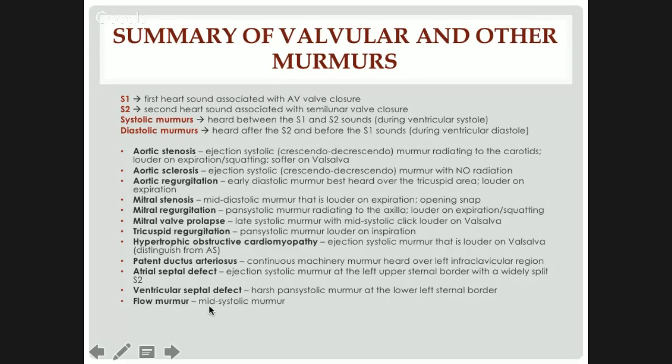And then a flow murmur. A flow murmur is anything associated with hyperdynamic circulation. So anything which causes your cardiac output to go up, be it anemia, hyperthyroidism, or pregnancy, you've got greater cardiac output, and that will cause a flow murmur, which is a mid-systolic murmur, and it's benign. Obviously, if they've got hyperthyroidism, you should probably fix that. But the murmur itself doesn't indicate any problems with the heart.